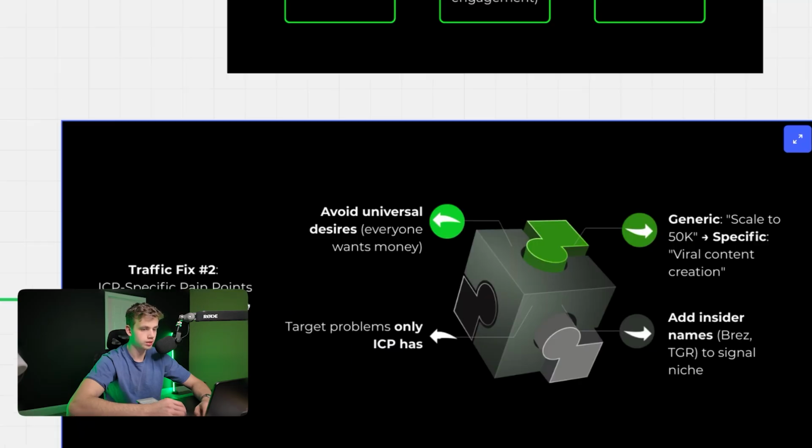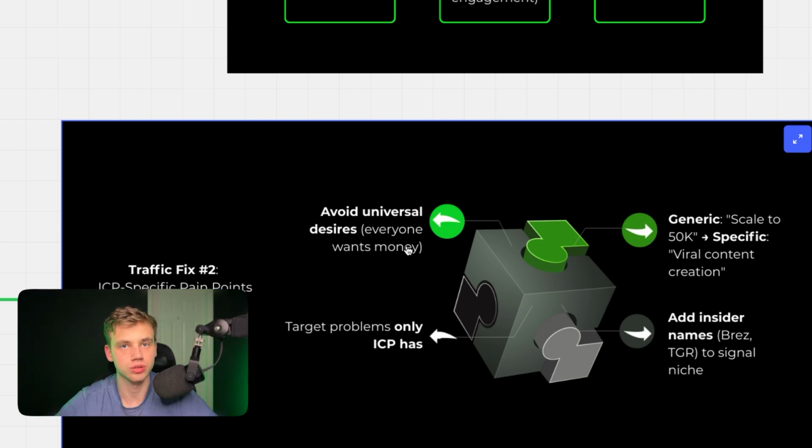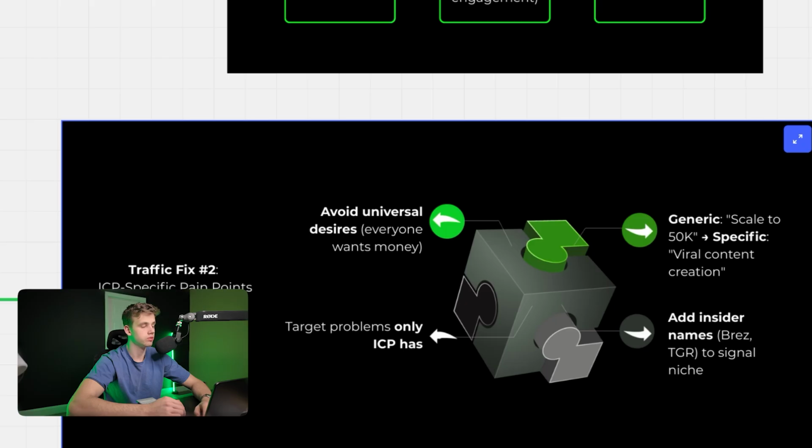Okay, don't just target desires. Avoid universal desires. For example, let's say you sell to coaches who want to make 50K per month. The problem is if you start making videos about the easiest way to get to 50K per month with content, as a content creator or as a coach, everyone and their grandmother wants to make 50K per month. A McDonald's worker who is making 2K per month wants to make 50K per month.